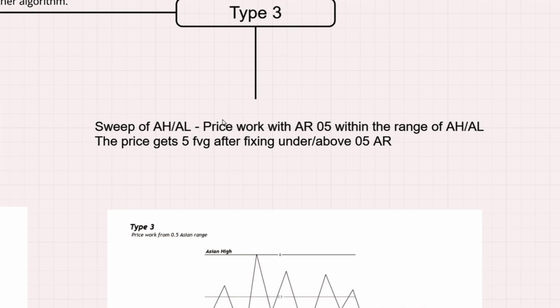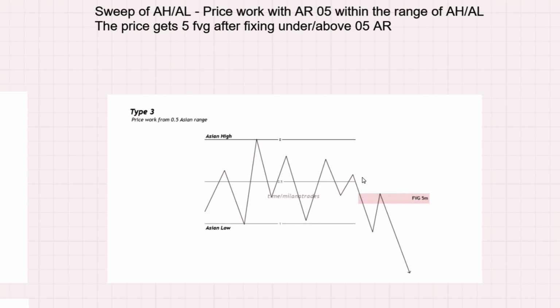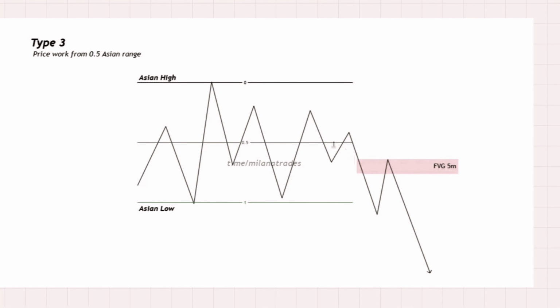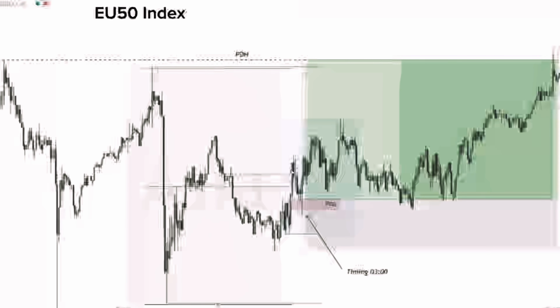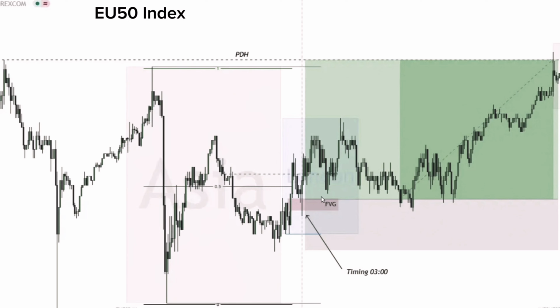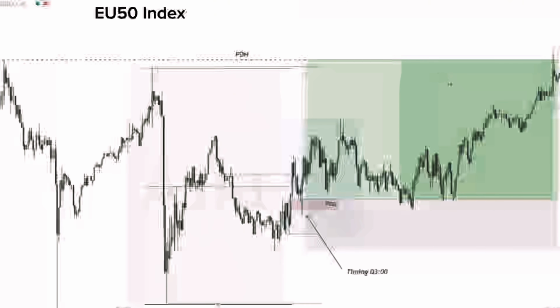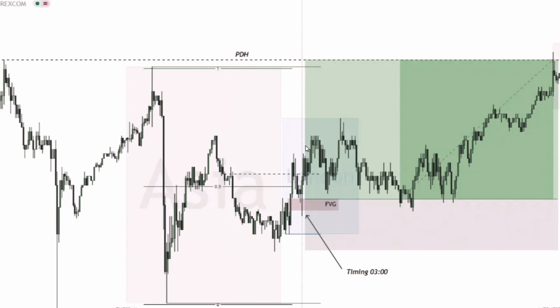In this example, price starts working from 0.5 within the Asian range. And the price gets a 5-minute fair value gap after fixing under or above. In this example, the price was in the middle of the Asian session. The London session began and a fair value gap was immediately formed. The price made a pullback at 3 AM. It was possible to open a position from the fair value gap.